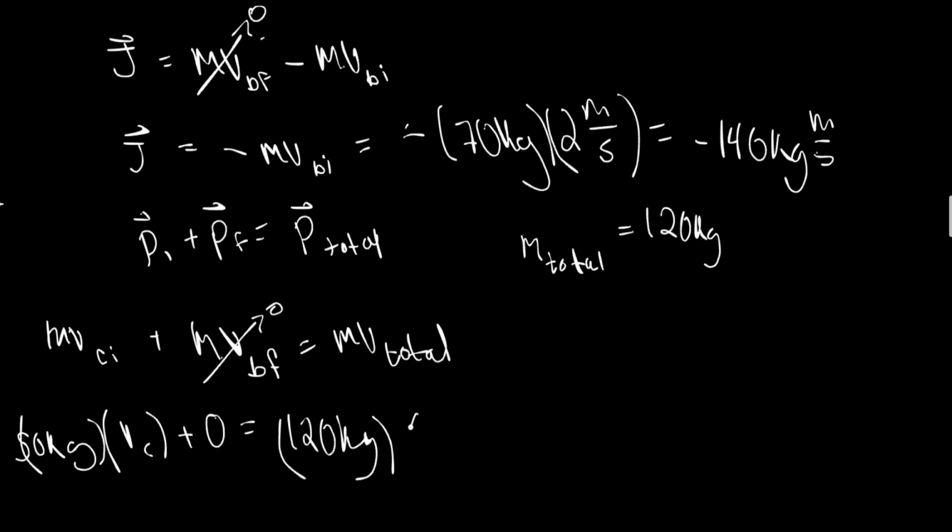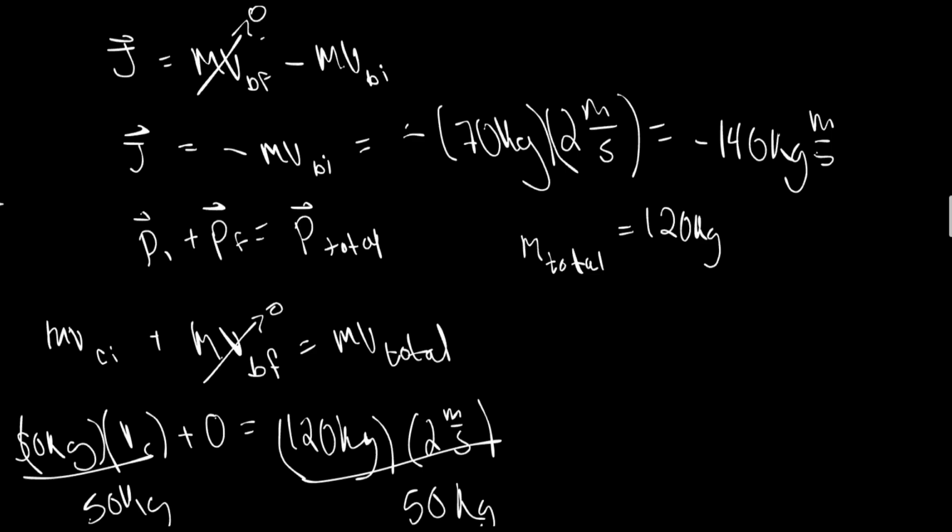So this again is 2 meters per second, because remember, we were told that the car moves across a frictionless floor at 2 meters per second. So now, to solve for our cart's velocity, we can simply divide by 50 kilograms, because we divide the mass out here too. And this would leave us with our cart's velocity, right? If we just put that into a calculator, we should get 4.8 meters per second.